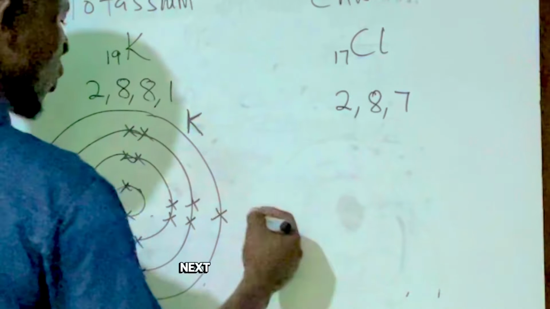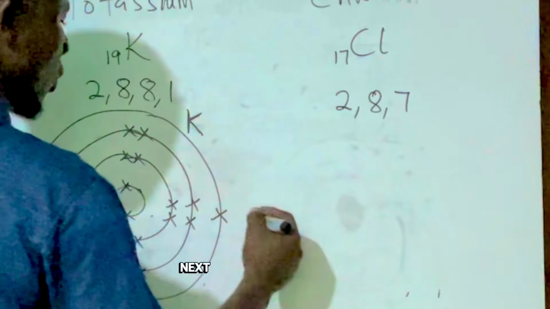Then write potassium. Now, how many did potassium donate? That is 1. So we just write plus. So plus 1, but we just write the plus. We don't attach the 1. Next one is chlorine. So chlorine will now accept 1.